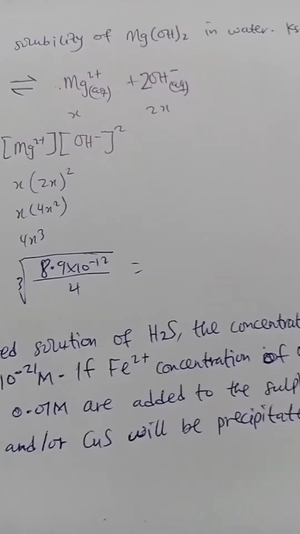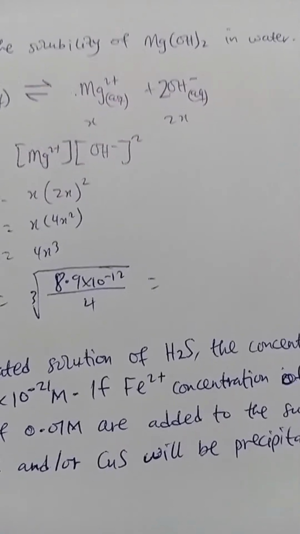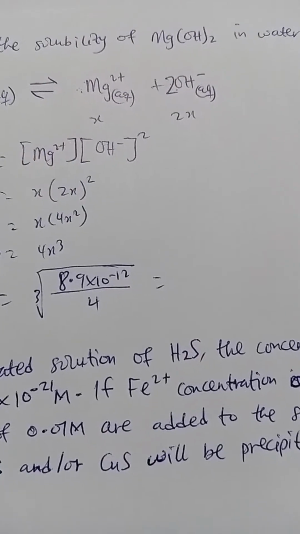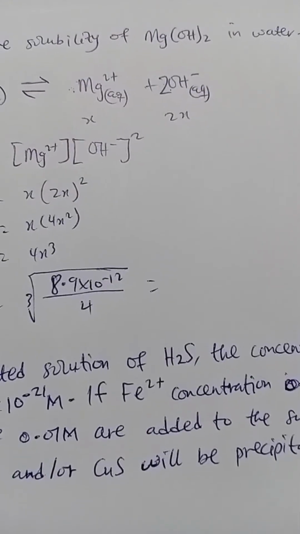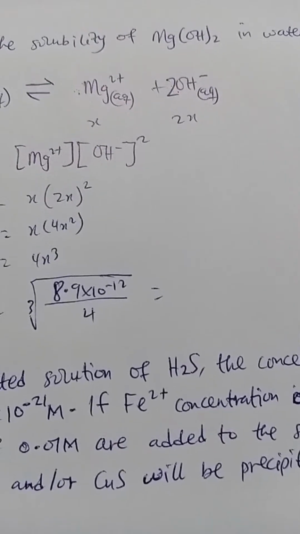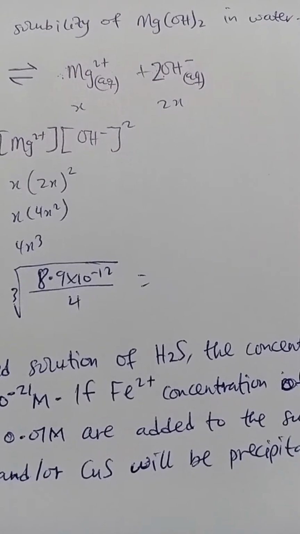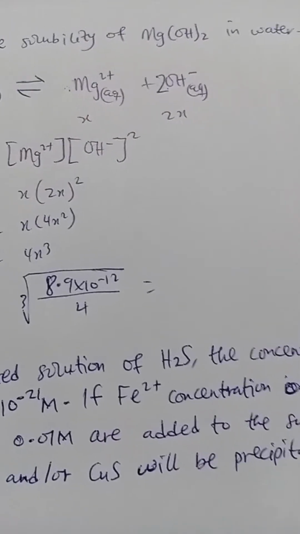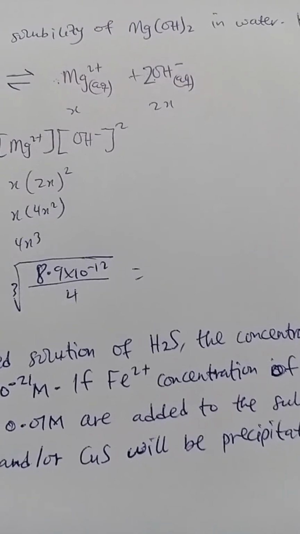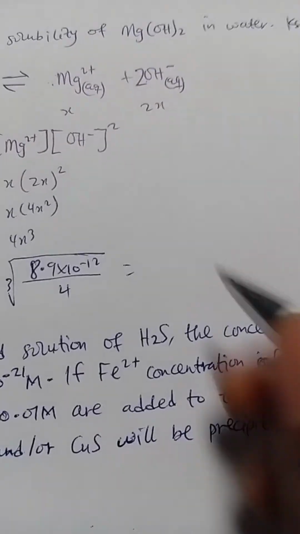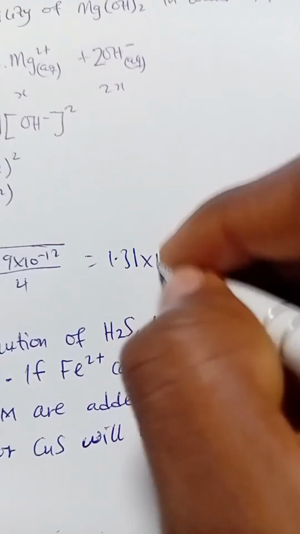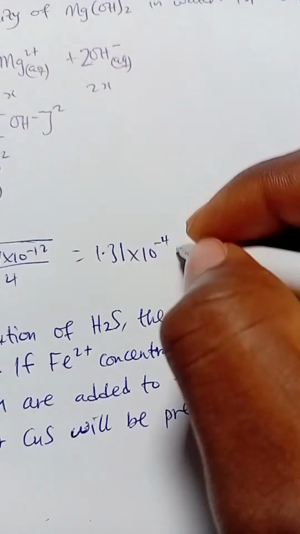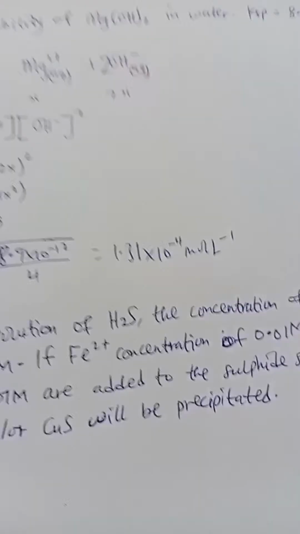So now we have 8.9 by 10 to the power minus 12 all over 4, cube root. So 1.31 by 10 to the power minus 4 mole per liter. So we've done this.